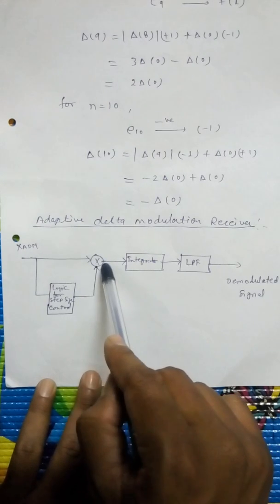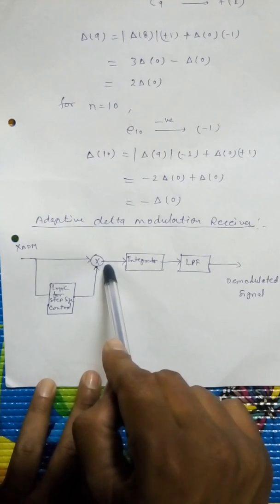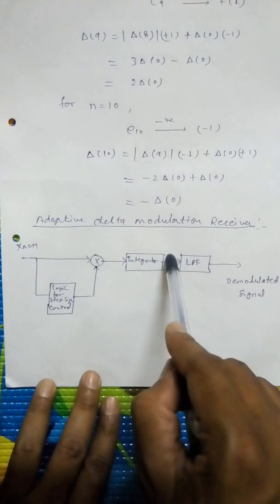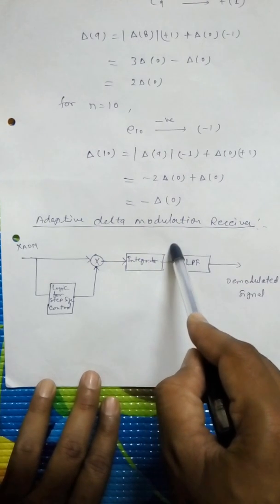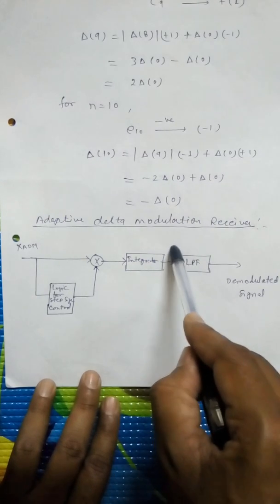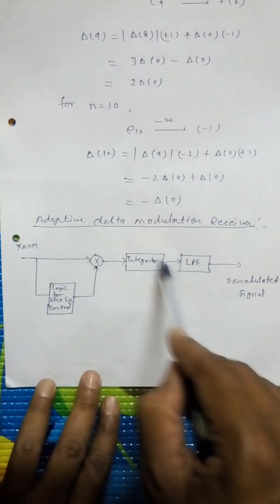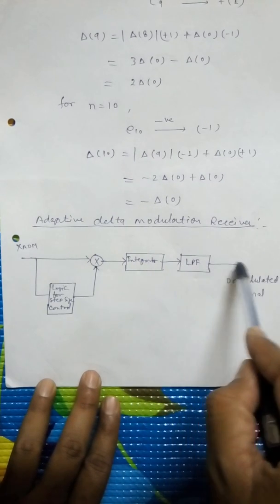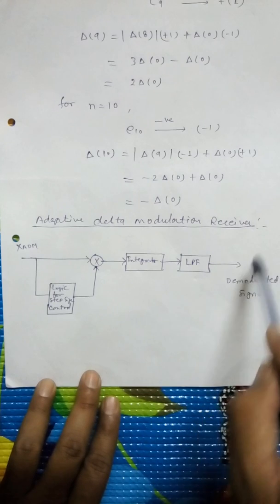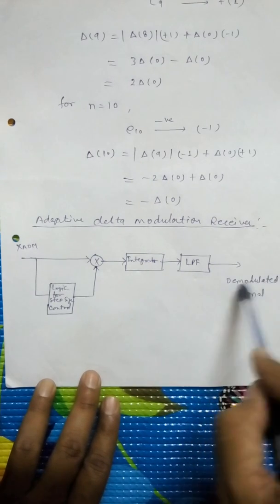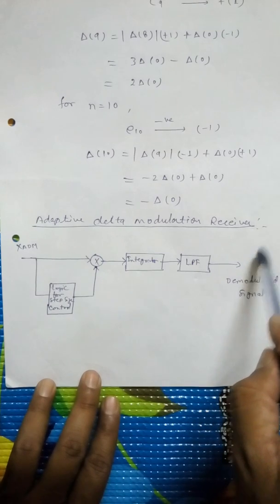The output of this product modulator is given to the integrator, and by the integrator we get the approximated signal or staircase version of our message signal. Then we pass this staircase version of the signal to a low pass filter, and the output of the low pass filter will be our message signal, which is our demodulated signal or our original message signal.